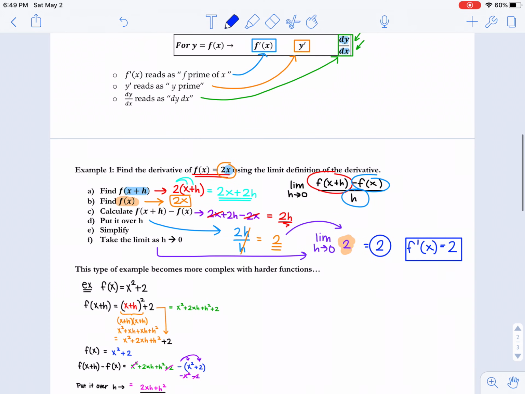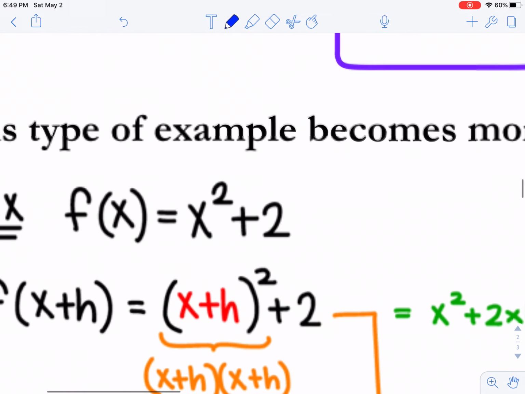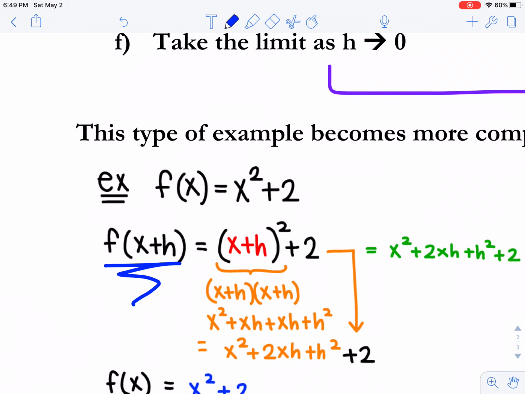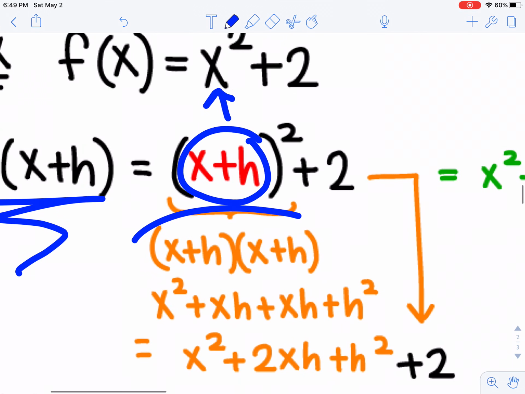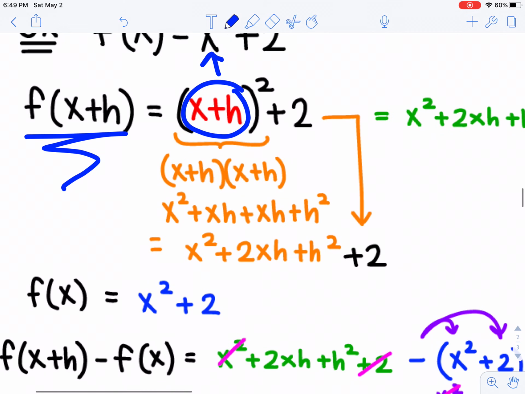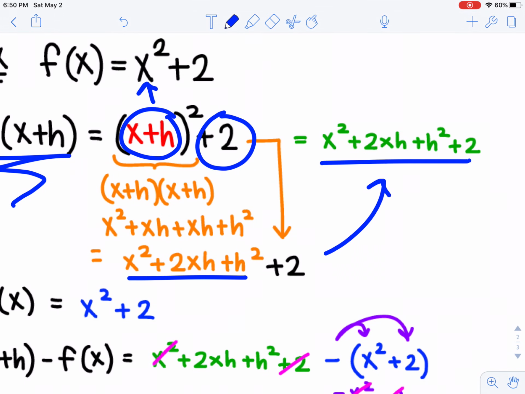Okay, now that didn't seem too bad. However, once I get into harder problems like maybe a quadratic, things start to get a little crazy. So I worked out an example for you with a quadratic. So a quadratic means x squared. If I find f of x plus h, guys, when I plug in x plus h for x, I have to FOIL it. Dang. And when I FOIL it, I get this part. Drop down the 2, and that's how I got this green part.